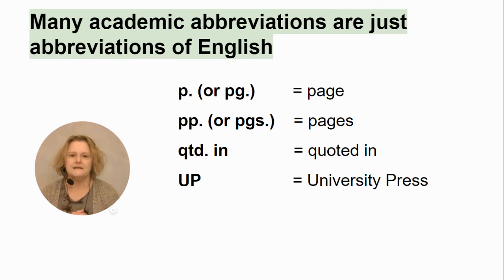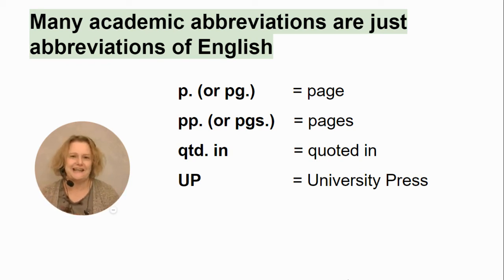And then there are many academic abbreviations that are just abbreviations of English. P. or pg. means page. Pp. or pgs. means pages. So you should see more than one number after, for example, 7 hyphen 10, 7 through 10.